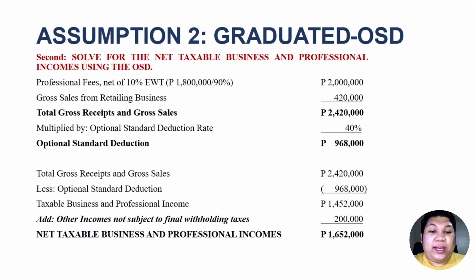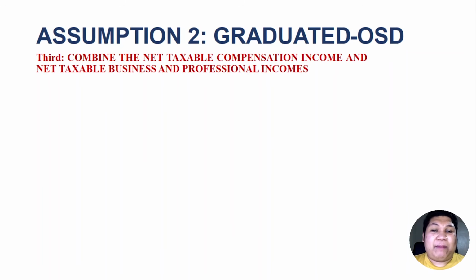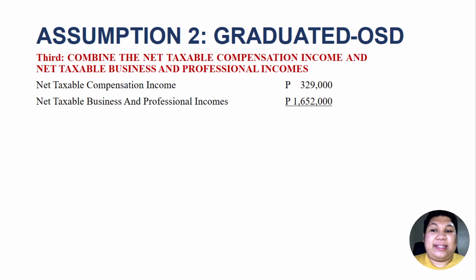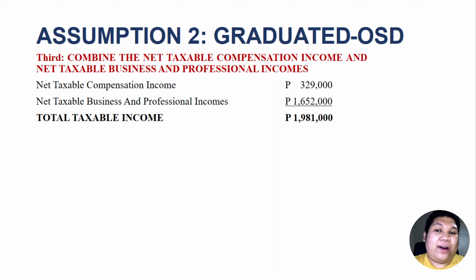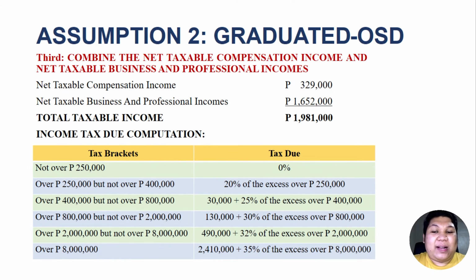From then, we will have to add together the net taxable business and professional incomes and also the net taxable compensation income. So our third step is to combine them together. So we have a net taxable compensation income of 329,000 and net taxable business and professional income of 1,652,000 pesos. So our total taxable income is 1,981,000 pesos. And from then, we can now compute our income tax.